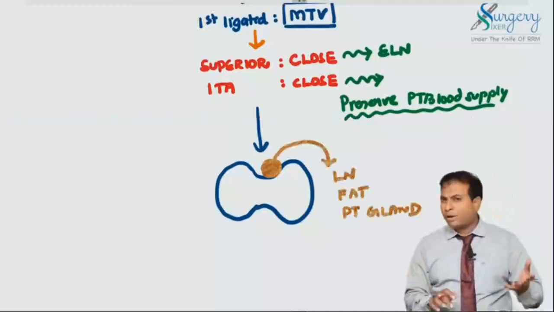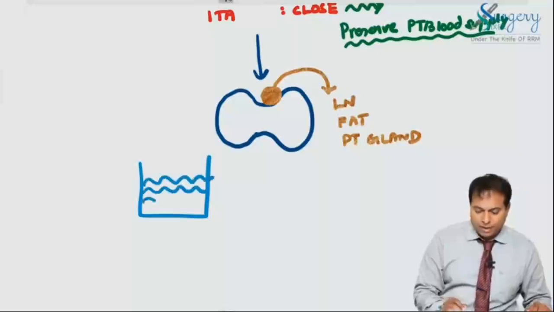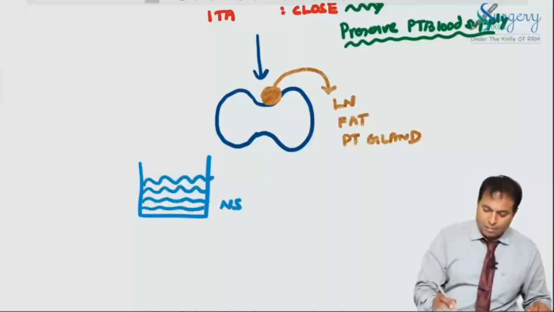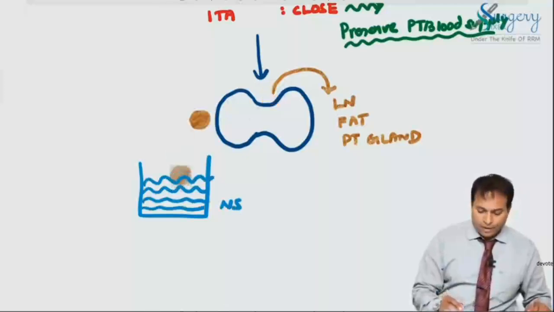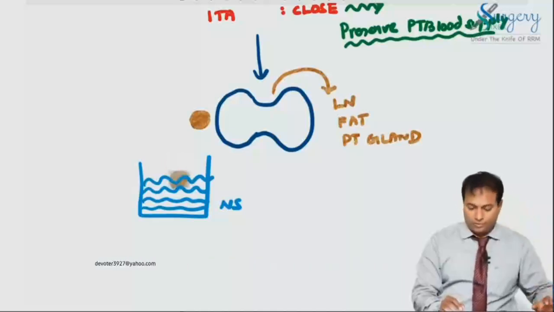So if it is a lymph node or fat, nothing to worry. But if it is a parathyroid gland, the patient will end up in hypocalcemia. So immediately you ask your staff nurse for a cup of normal saline and put it in this normal saline. If it is floating, it is fat or lymph node. If it is sinking down, it is parathyroid gland.